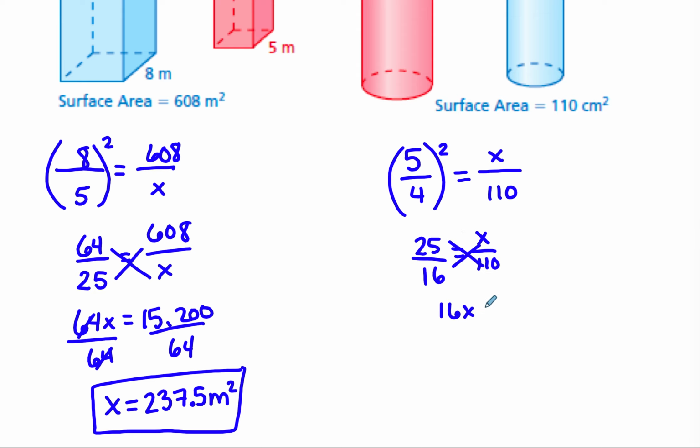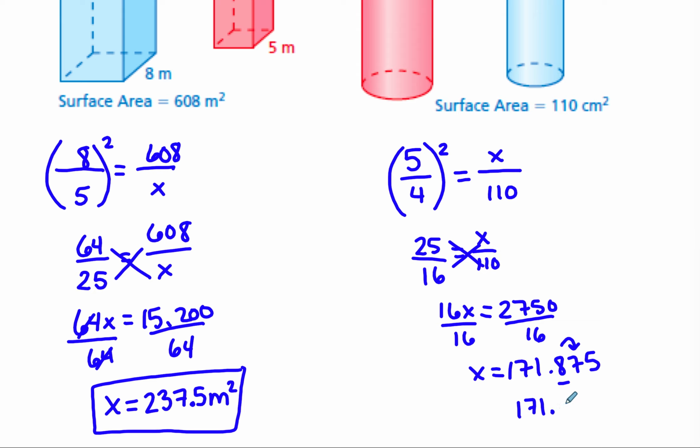16 times x is 16x. And then I'm going to do 25 times 110. And I get 2,750. I'm going to divide both sides by 16. And when I do that, I get 171.875. This one I do need to round. 8 is the tenths place. The number after it, 7, tells me to round it up. So I'll have 171 and 9/10. This one is going to be centimeters squared.